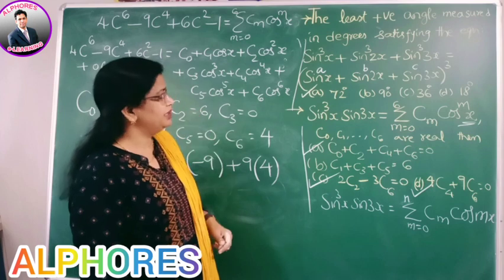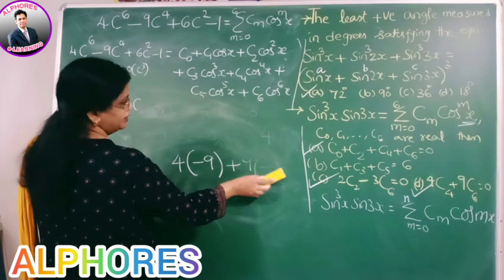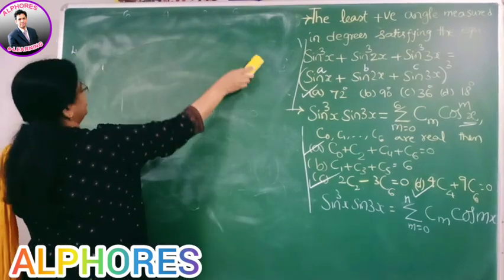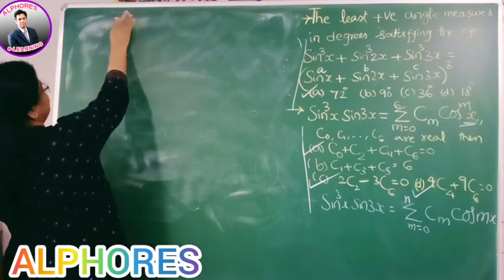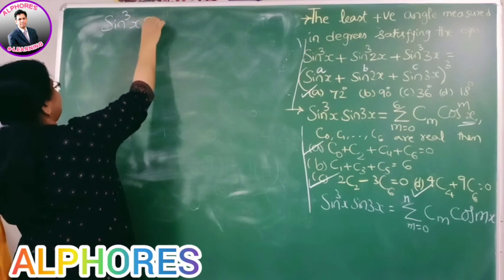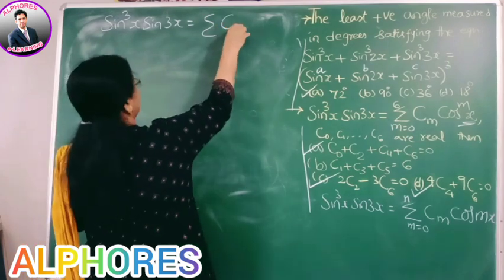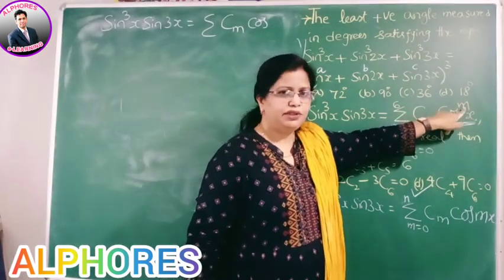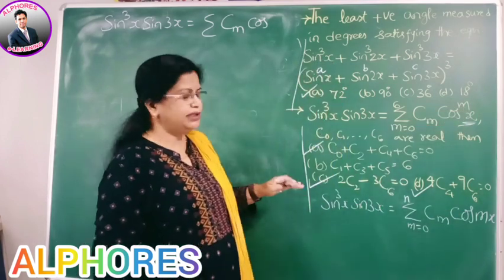Now students, observe this problem and this problem. Sin cube x into sin 3x, same left hand side, no change at all on the left hand side. Now clearly observe the RHS value. The RHS is given the same again: sigma, Cm given again, cos to the power of m, where m was in the exponent position, now it came into the multiple position. That is the only change you got.